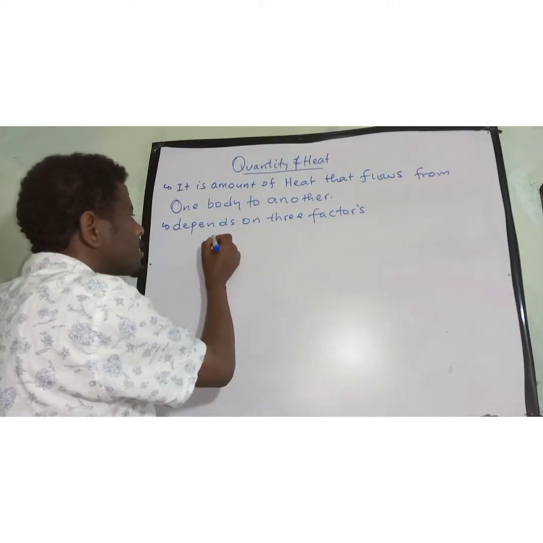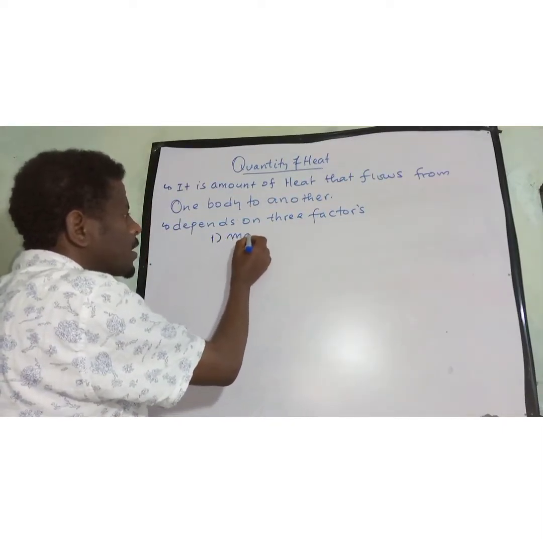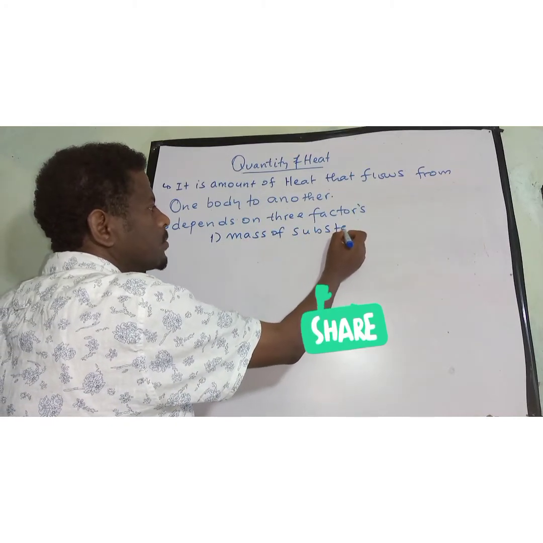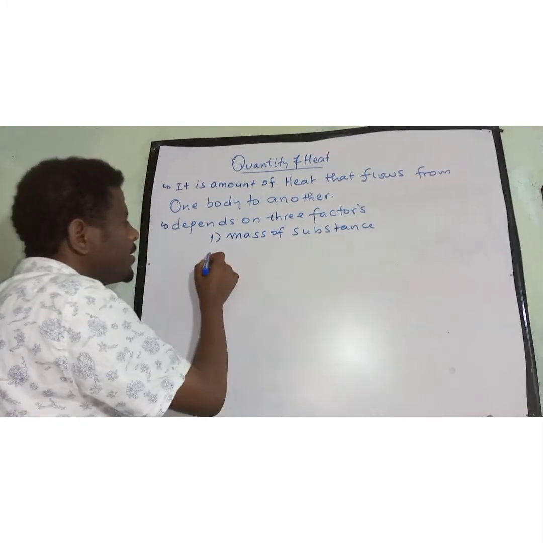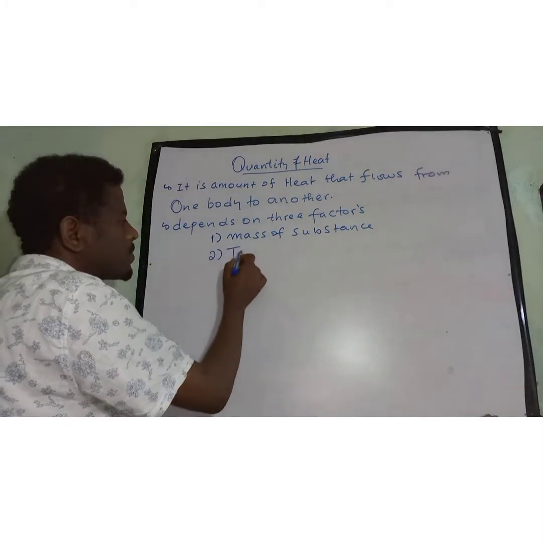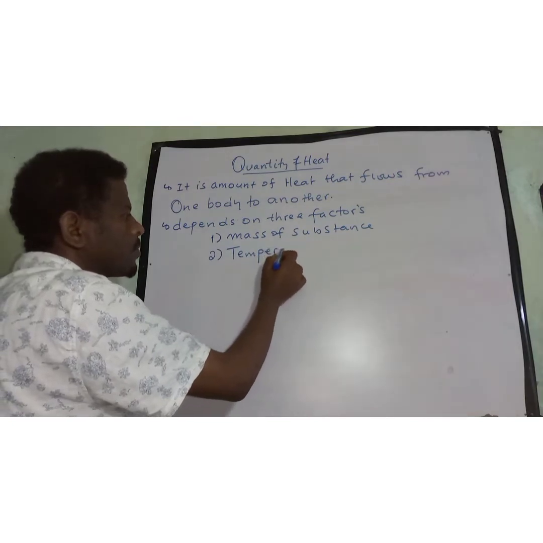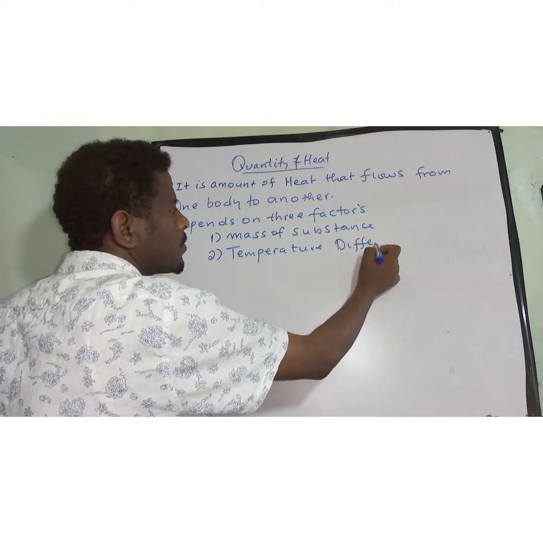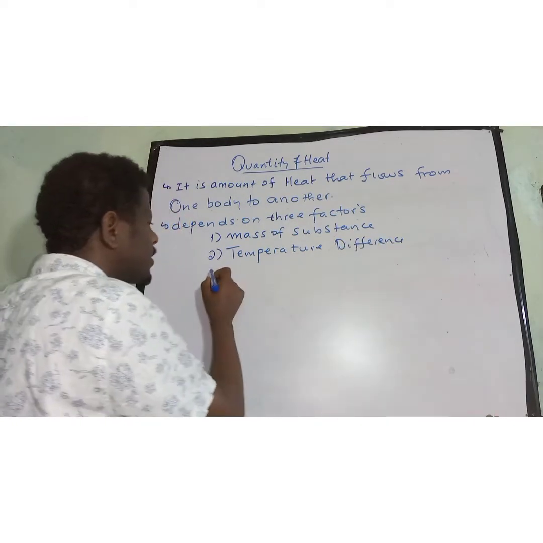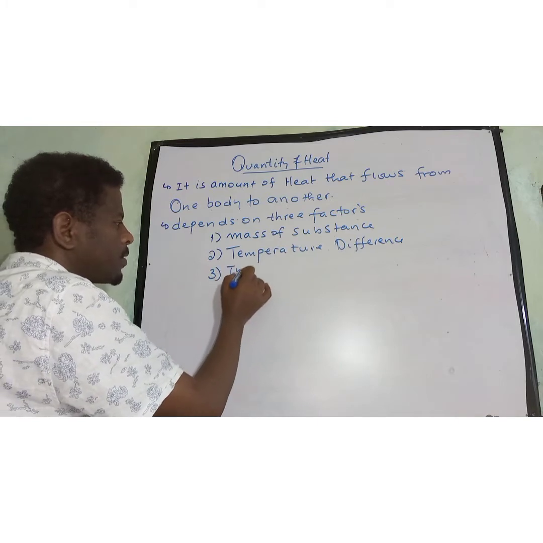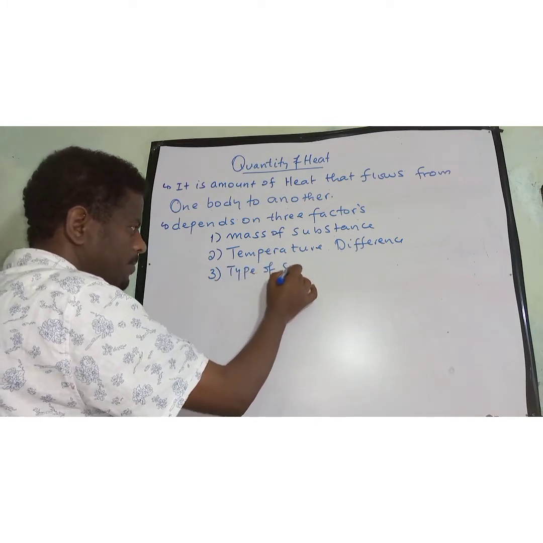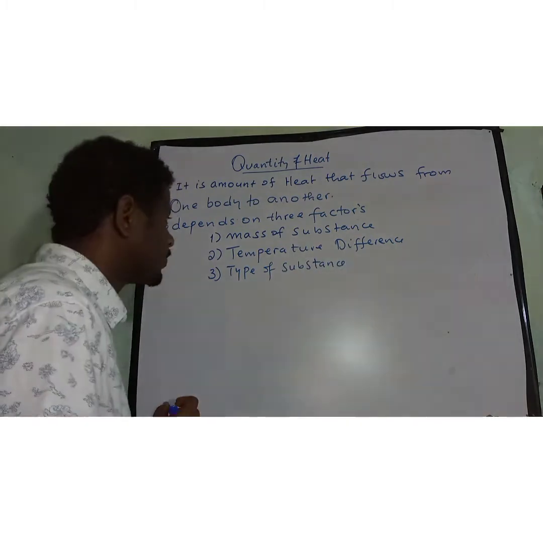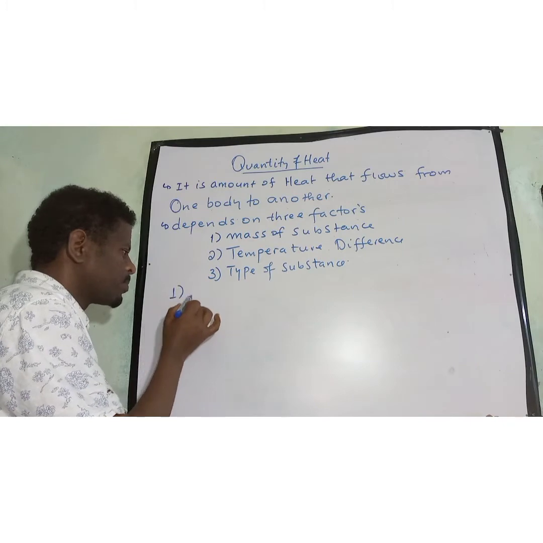These are: the first one, mass of substance; the second one, temperature difference; and the third one, type of substance. The first one, mass of substance.